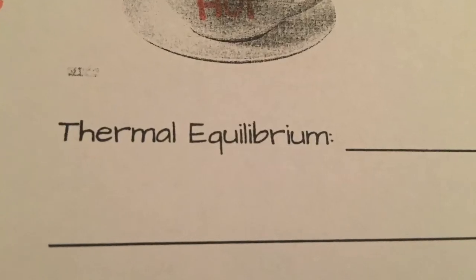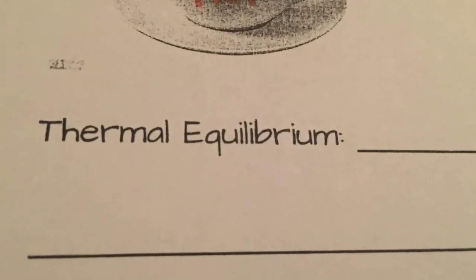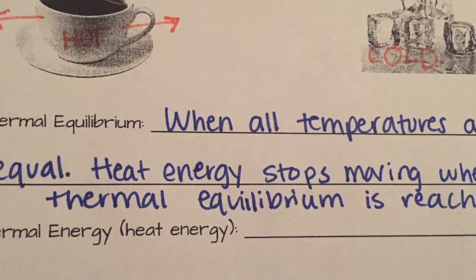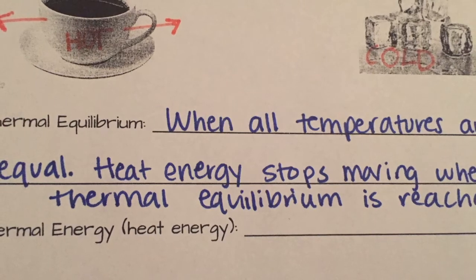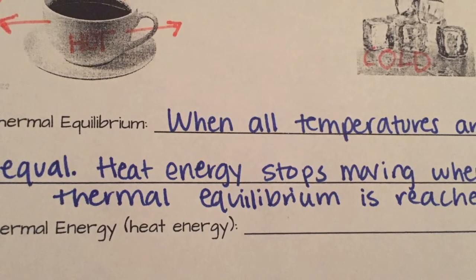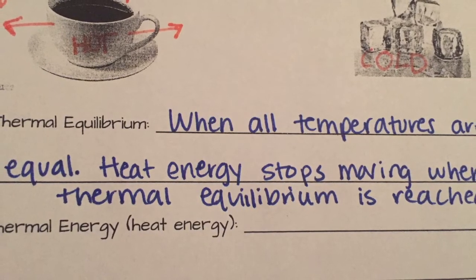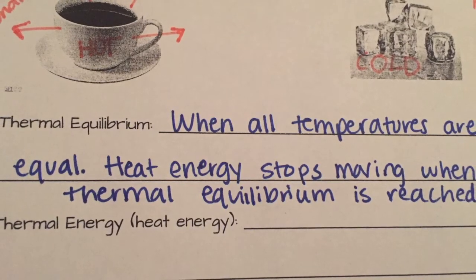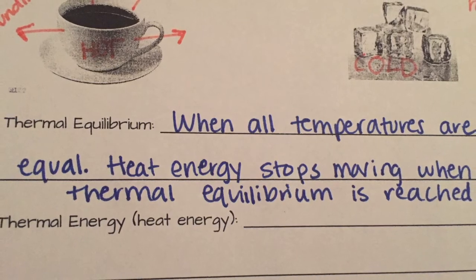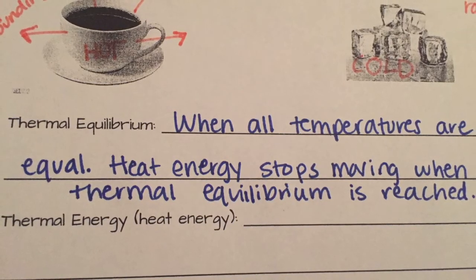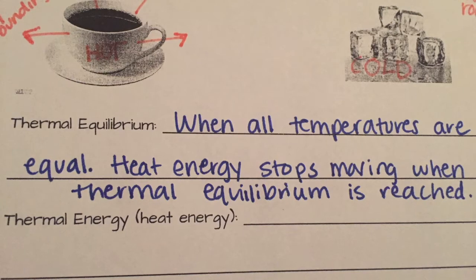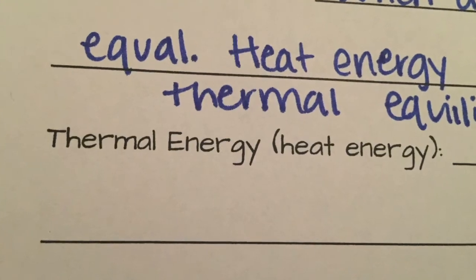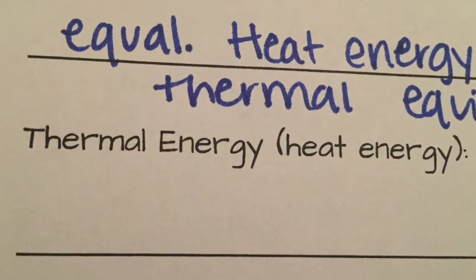All right, so thermal equilibrium is our next definition. And thermal equilibrium is when all the temperatures are equal. And that happens when the heat energy stops moving, and that's when thermal equilibrium is reached. And so in our example above, if all the heat leaves our hot coffee and goes into the cool air, the heat will stop moving once the coffee and the air are the same temperature.